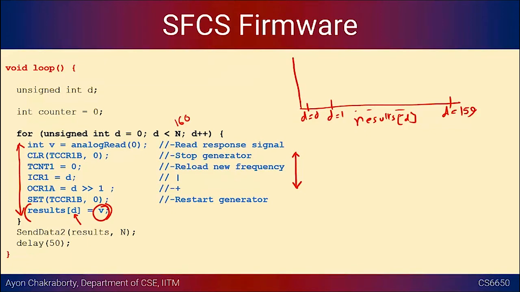And what we are interested in doing is plotting this value, and one of these values will be high, because for a certain value of d, this will be your resonant frequency. Okay, so that's all. If we just want to know the value of your resonant frequency, we can simply do that.